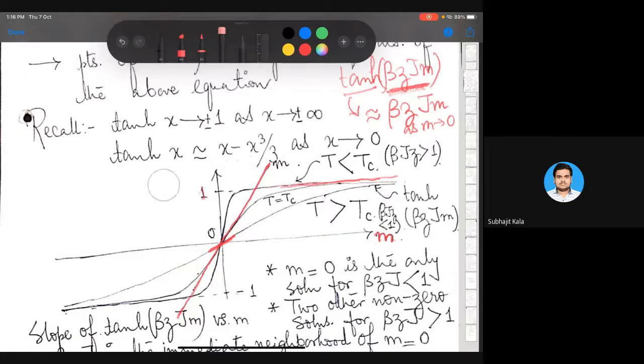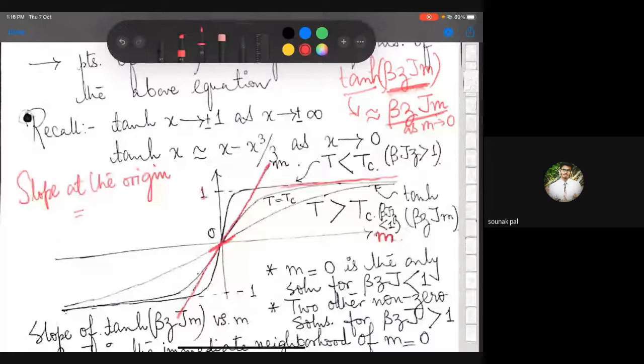So therefore, what is the slope? What is the slope at the origin? Can somebody tell me what is the slope at the origin of this function? 45 degrees? No, come on. What is the slope of this function?